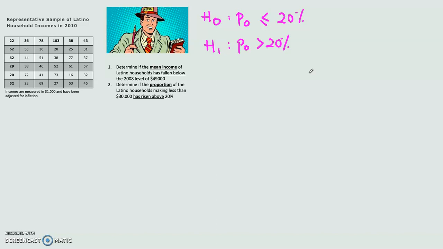Since we are testing for proportion, we use the Z statistic. And to calculate the Z statistic, we use this formula. Let's just insert the numbers into the formula. So the P bar is the sample proportion. We need to count the number of households that make less than 30,000 from our sample here.